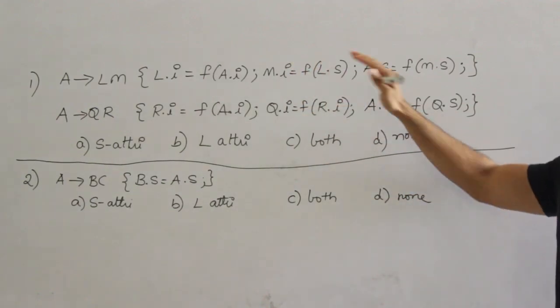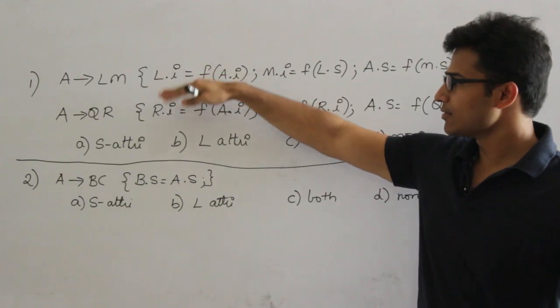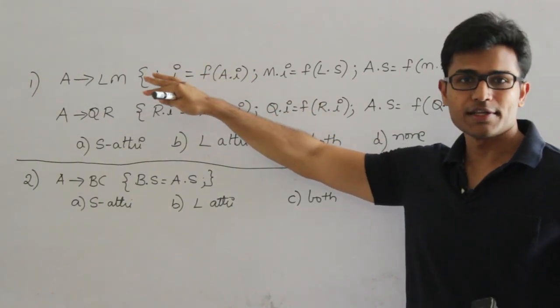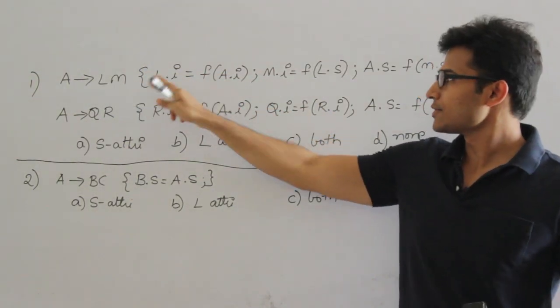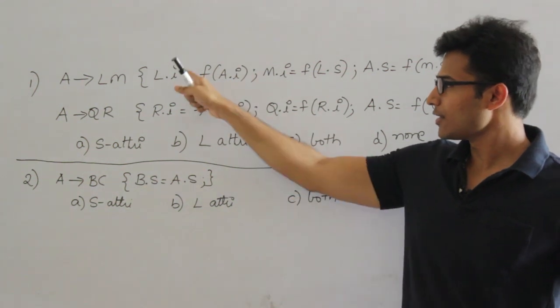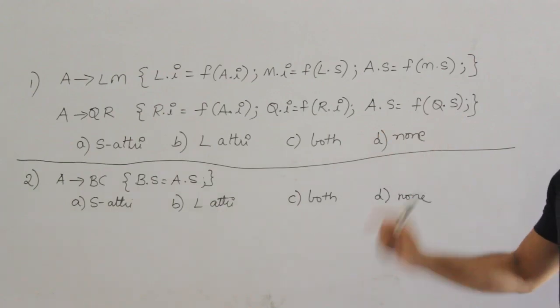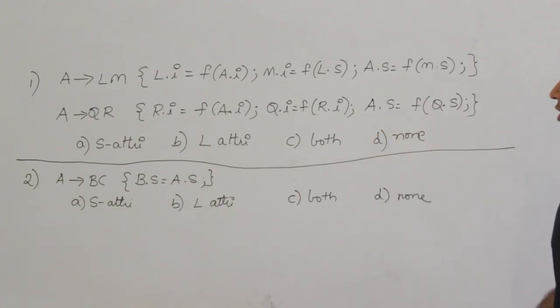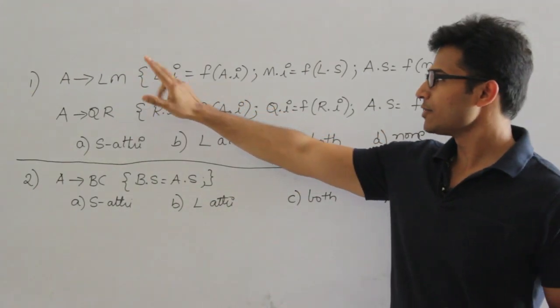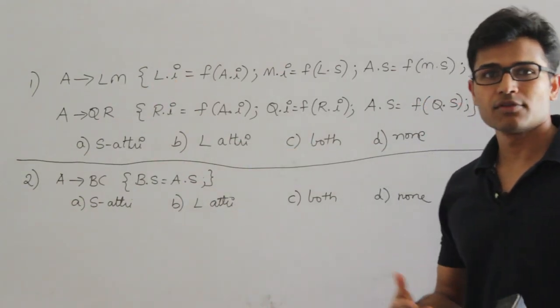Now the question is whether this SDT, both the productions together along with these rules, is called SDT, and whether this SDT is S attributed, L attributed, both or none. That is the question. Now examine each attribute one by one. Then you can find out.